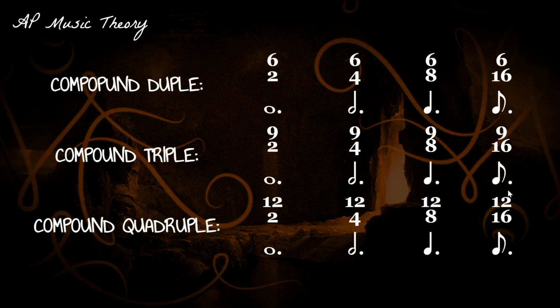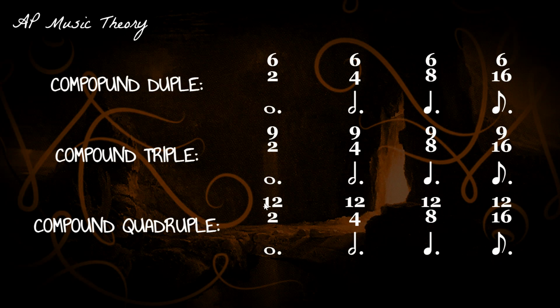A time signature of 12/16, 12/8, 12/4, and 12/2 is compound quadruple. The beat note is a dotted whole, a dotted half, a dotted quarter, and a dotted 16th. And you can see if we divide these into 3, then at the top we would get a 2, just like in simple duple. And if we divide this into 3, we would get a 3, just like in simple triple. And here we would get a 4, just like in simple quadruple.